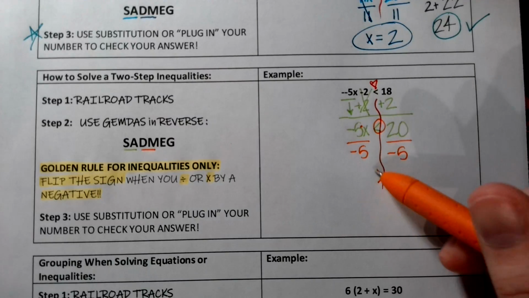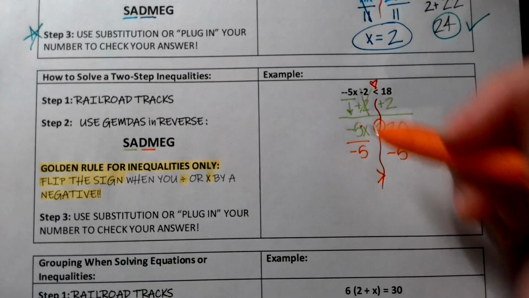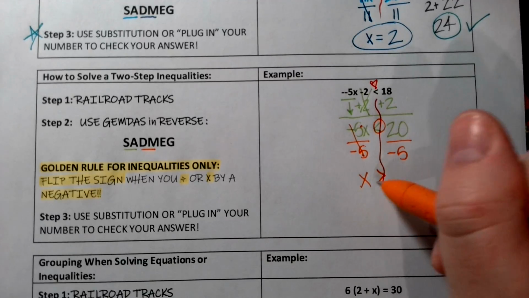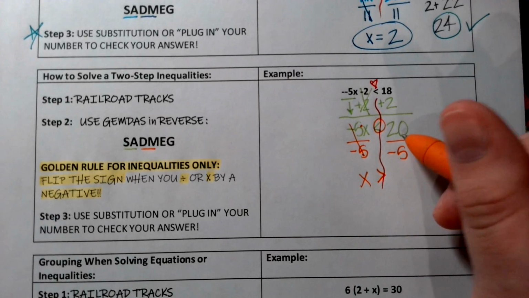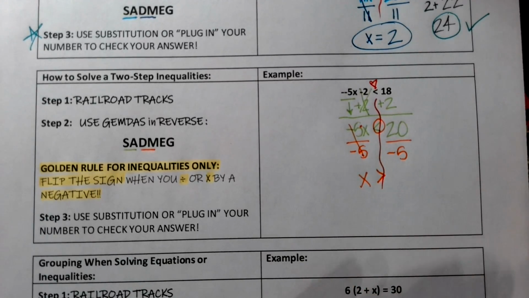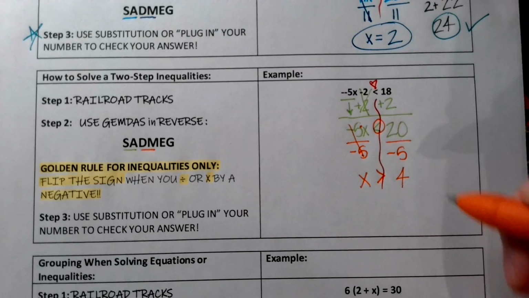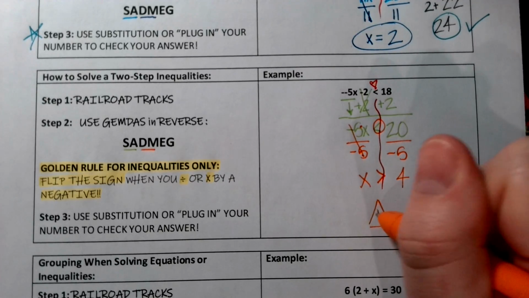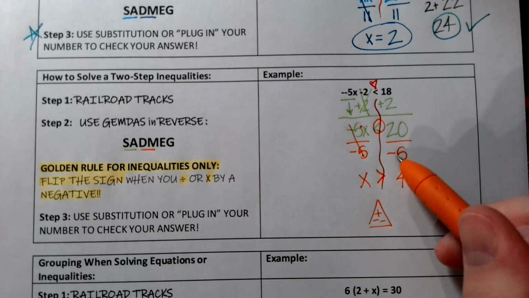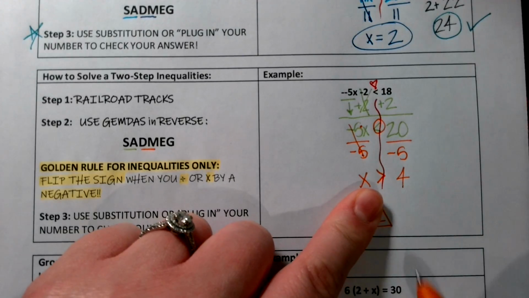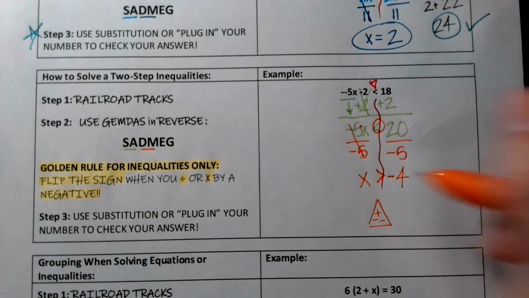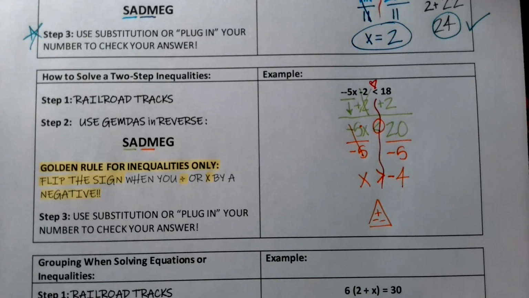It was eating to the right, now it's going to eat to the left. So we're going to have x is greater than 20 divided by negative 5. You can use your calculator for this. We know it's going to be 4, but positive or negative? A positive and a negative is going to give me a negative answer. So we should get that x is going to be greater than negative 4.